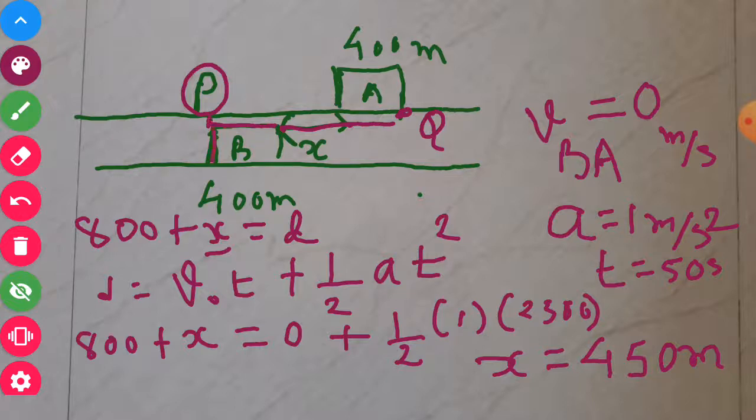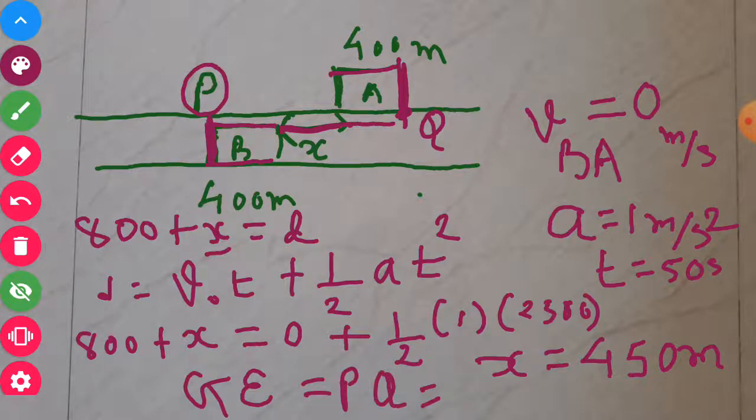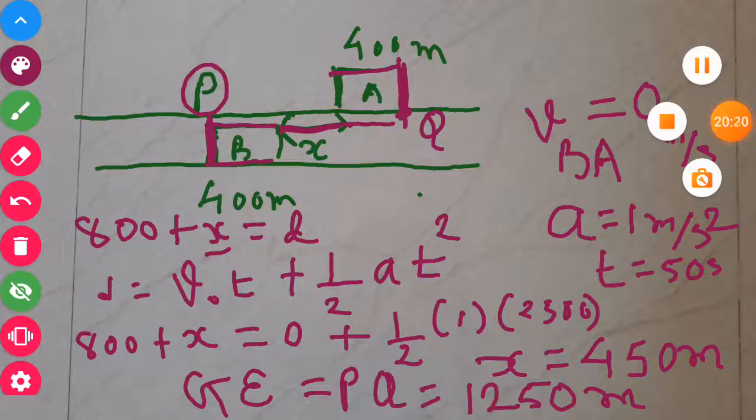So what is the initial distance between them? Them means the guard of B and the engine driver of A. So you can easily now say 400 plus 450 plus 400. So the initial distance between the guard and engine driver, that is PQ, will be 800 plus 450, so it becomes 1250 meter. We just have to practice this, so that you can understand which equation can be utilized at what time. Thank you very much.